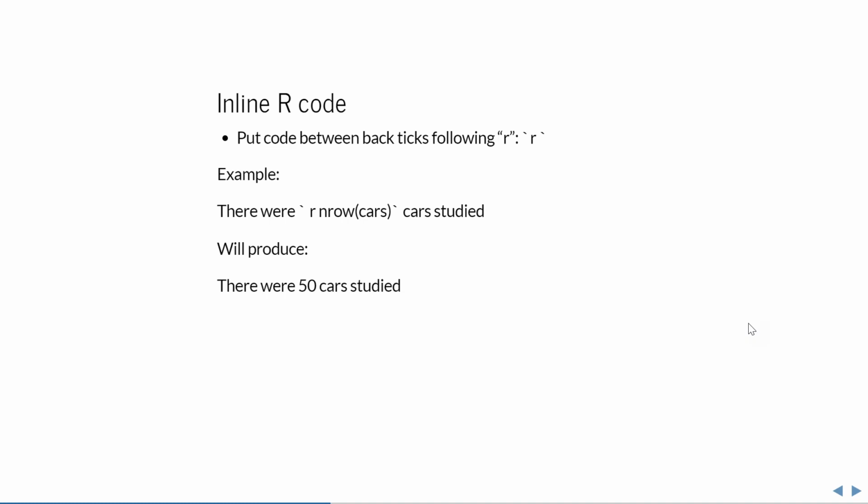So here's an example. I've got a sentence that says "there were", and then I have backtick R, and then an R command. Assuming that there's a data frame called cars, this will execute the R command nrow, giving us the number of rows in that, and we'll add it into the output. So it will produce "There were 50 cars studied." This allows you to easily put the results of calculations into the text, which is very, very powerful, particularly if you're writing reports for other people to read.